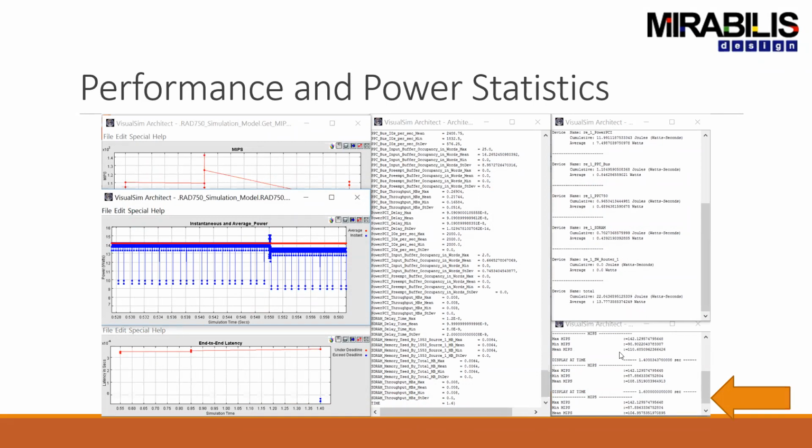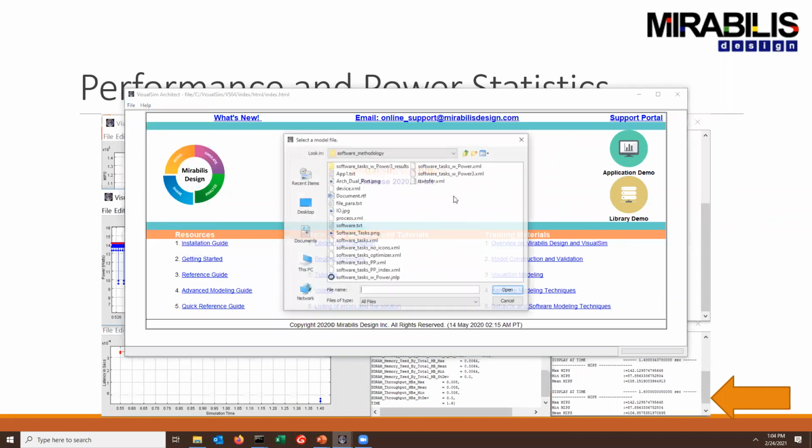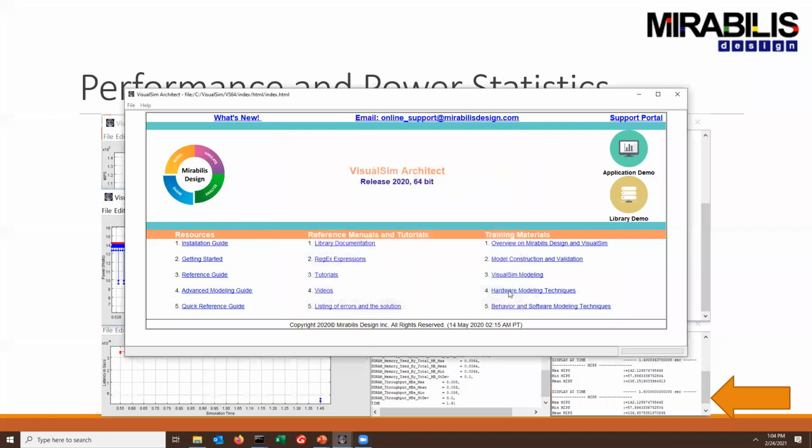So what I'm going to do now is move over to a modeling environment where I'm going to bring up a demonstration system. And there's a question that's come up. So I'm going to try to answer the question while I bring up the system.